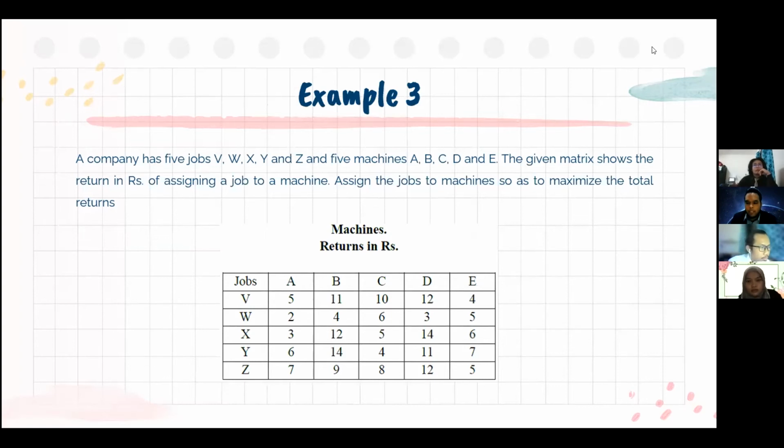So we continue with example 3, which is a company with 5 jobs, W, X, Y, and Z, and 5 machines, A, B, C, D, and E. The given matrix shows the return in rupees of assigning a job to a machine. Assign the jobs to machines so as to maximize the total returns. Next, please.